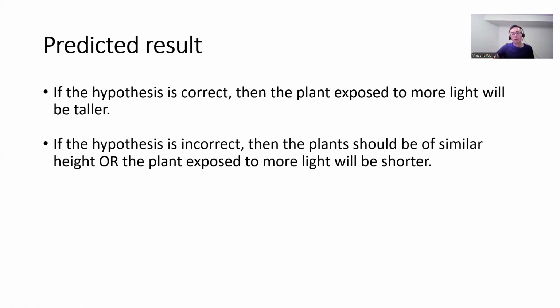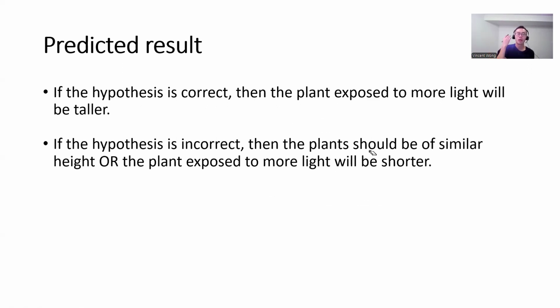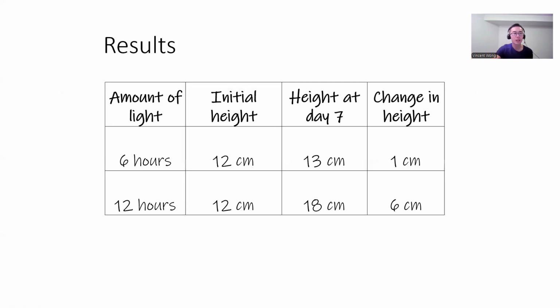Okay? So both of these outcomes would mean our hypothesis is incorrect, and we would have to reject it and come up with a new hypothesis. So let's say we go ahead and do the experiment. You can see with 6 hours of sunlight, the plant grows from 12 centimeters to 13 centimeters, so only a change of 1 centimeter. Whereas if you give it 12 hours of sunlight, the change in height is 6 centimeters.